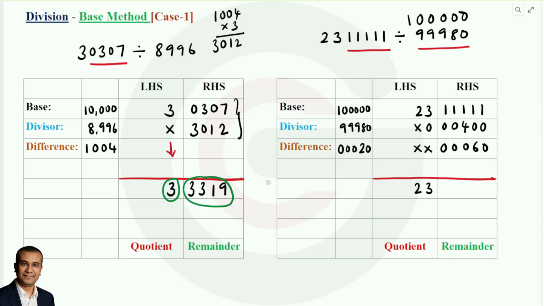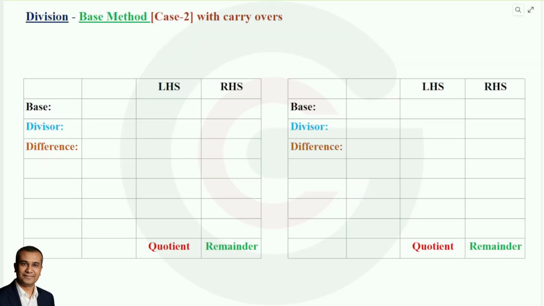So whatever numbers are there on the left hand side, we have to multiply each digit with the difference. So first we multiplied with 2 and then we wrote the answer here. Next we multiplied with 3 and then wrote the answer here. Now we should add these 3 numbers. So here we have 1, 6 plus 1, 7, 4 plus 1, 5, 1, 1. That's it. So quotient is 23 and then remainder is 11,571. That's it. Now let us discuss case 2 with carryovers.